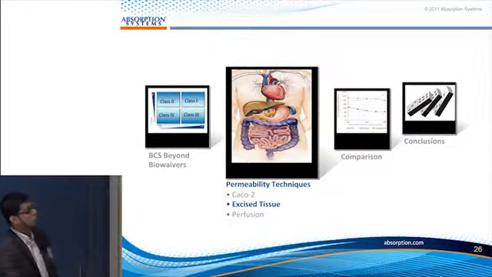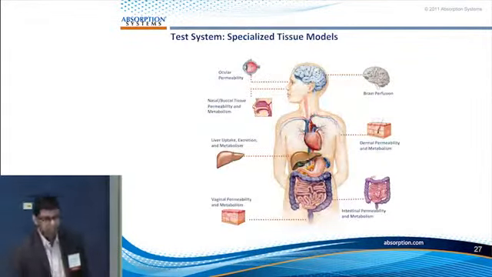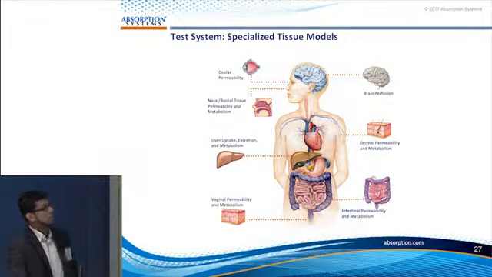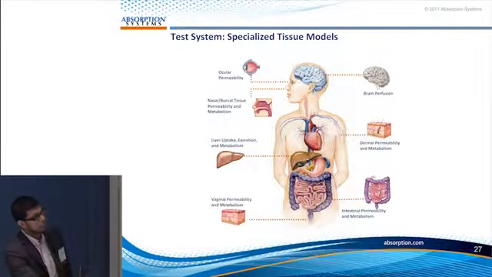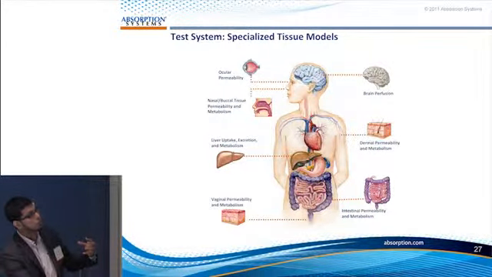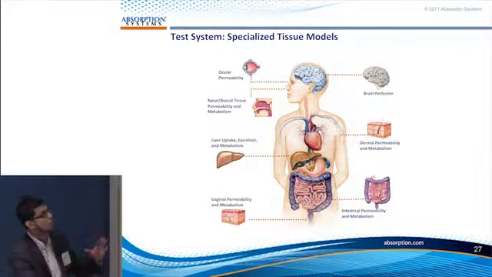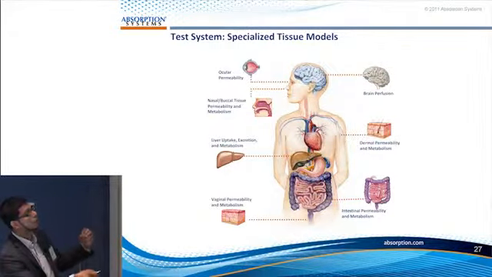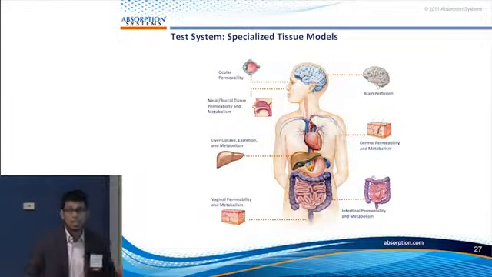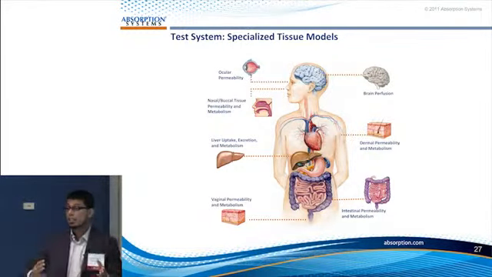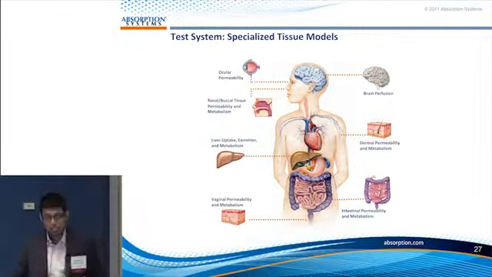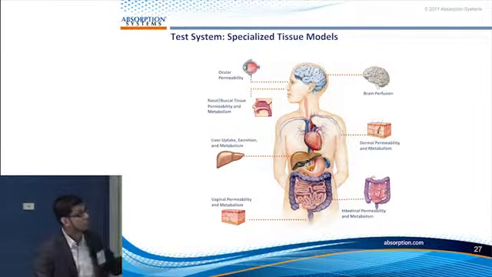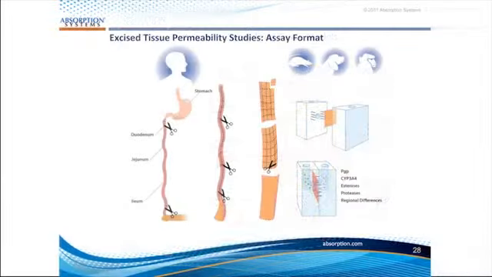So moving on to the next technique, excised tissue. The format that you would use for intestinal permeability can also be used for a variety of other tissues, such as dermal, ocular, nasal, vaginal. Essentially, what limits you is availability of tissue, and then going through the validation to make sure that you're able to set up the model.